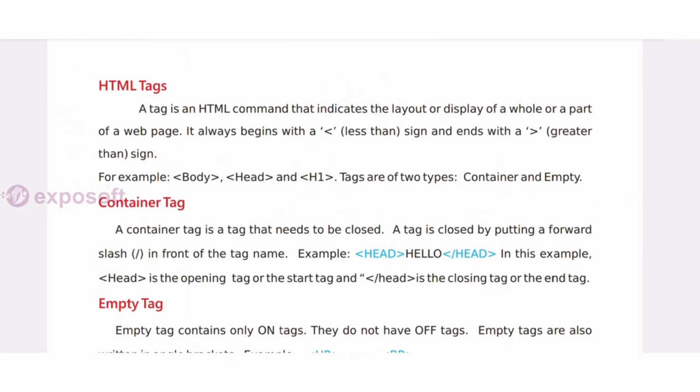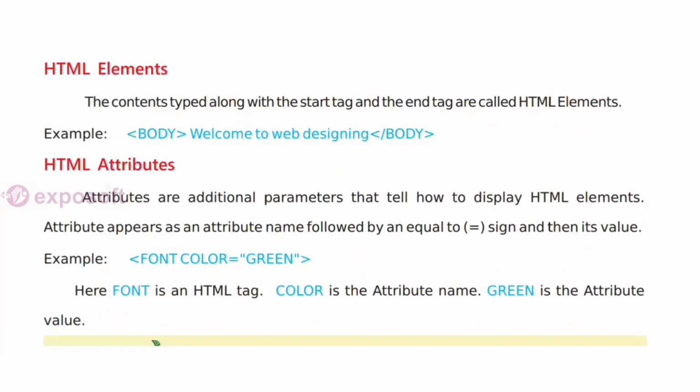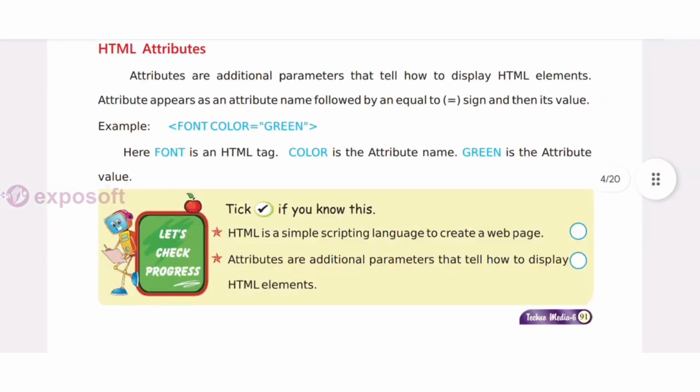HTML tags. A tag is an HTML command that indicates the layout or display of a whole or a part of a web page. HTML elements. The contents typed along with the start tag and end tag are called HTML elements. HTML attributes. Attributes are additional parameters that tell how to display HTML elements.